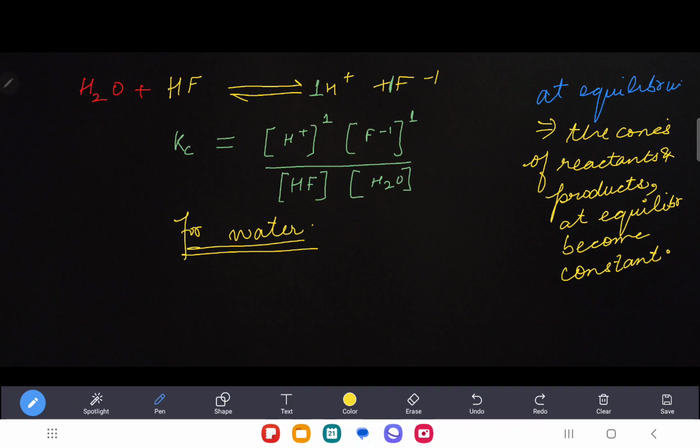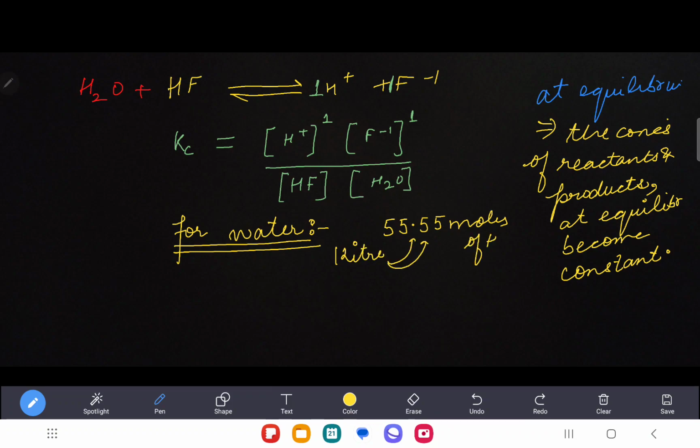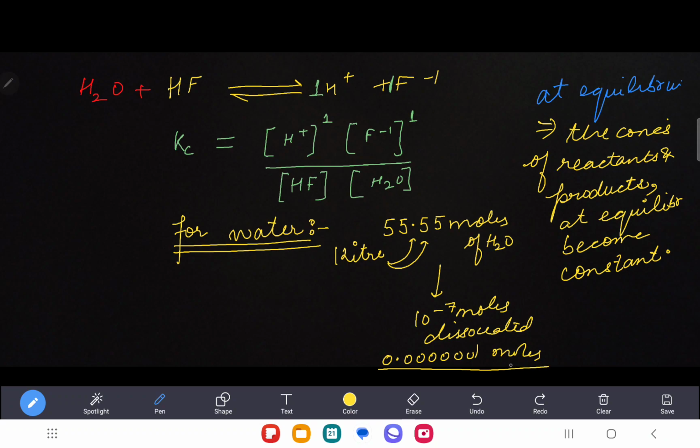For water, what have we learned? We have learned that out of 55 moles, do you remember that? 55.55 moles, because 1 liter basically is equivalent to 55.55 moles of water. And we knew that only 10 raised to the minus 7 moles dissociate. So you tell me, 10 raised to the minus 7 basically means what? 0.0000001. Only these many moles of water shall dissociate.